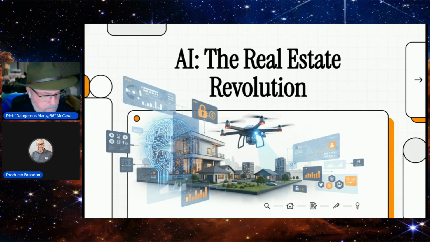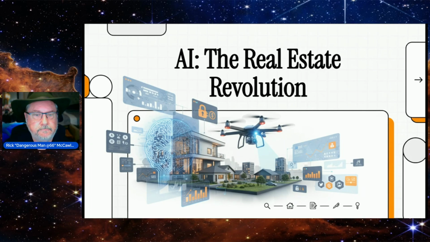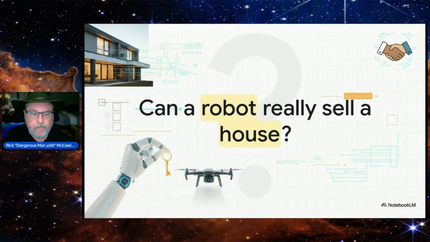Let's get right into it. Today, we're talking about one of the biggest shakeups in real estate, period. We're looking at how artificial intelligence is completely changing the game for agents all across the US, literally transforming every single piece of a deal. So you've got to ask the big question right off the bat: can a robot actually sell a house? Well, the short answer, nope, not a chance. But the real story is so much more interesting.